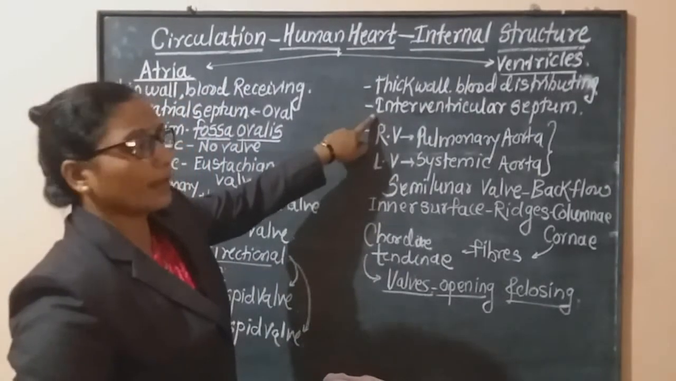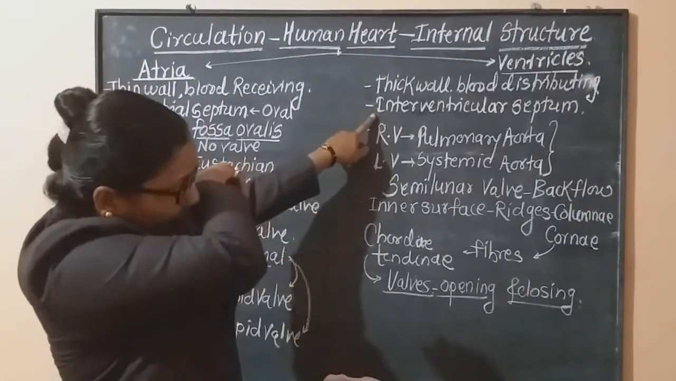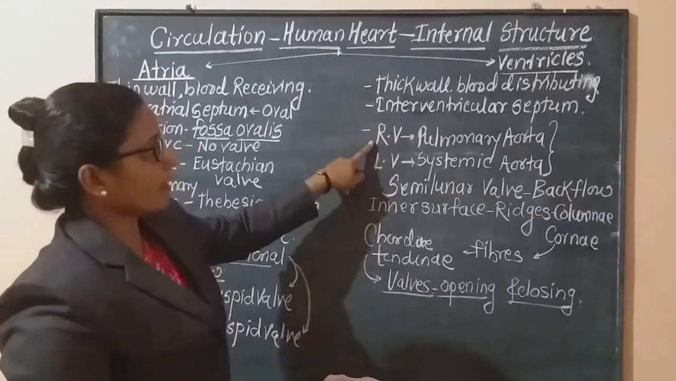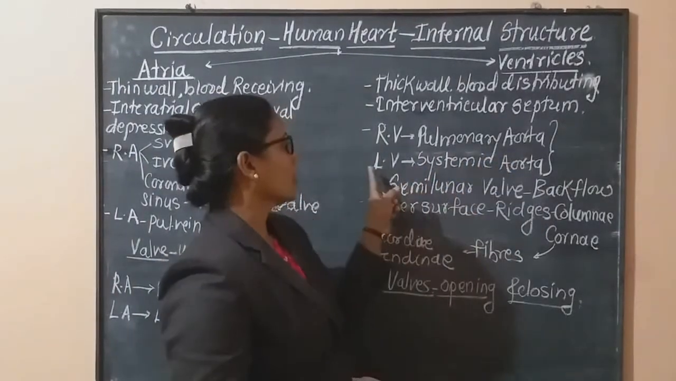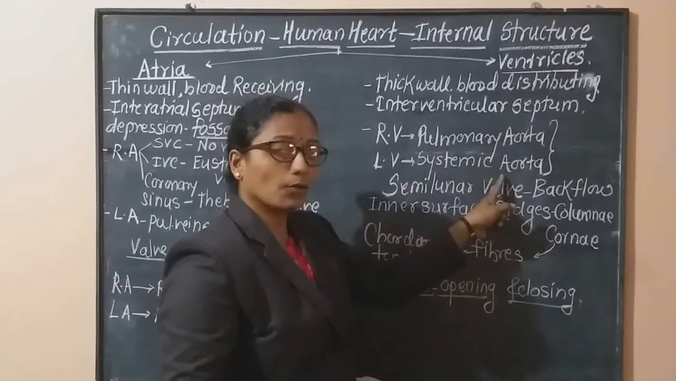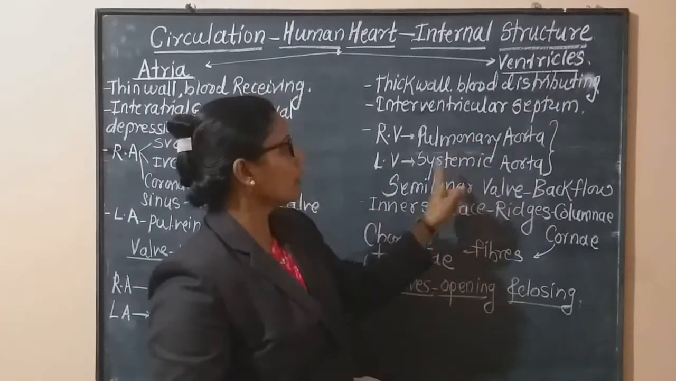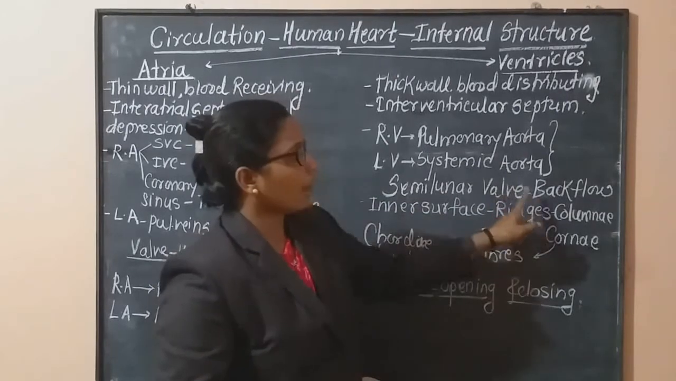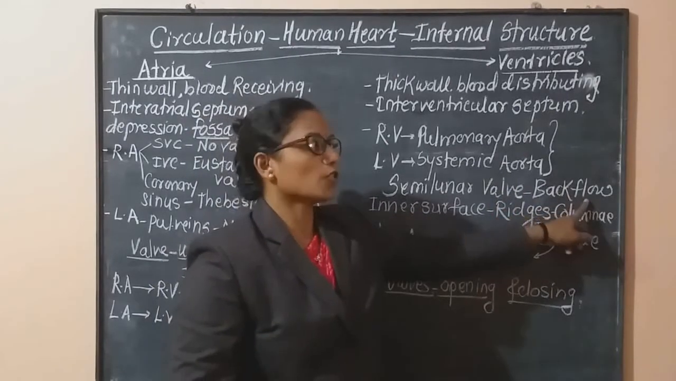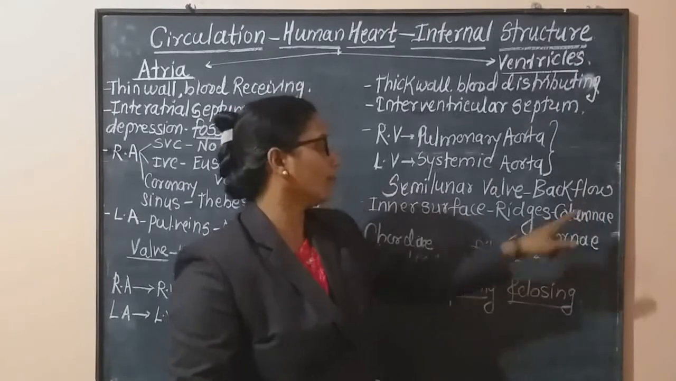These are separated by the interventricular septum. From the right ventricle the pulmonary aorta goes out, and from the left ventricle the systemic aorta goes out. Both of these are provided with semilunar valves, and these semilunar valves are responsible for preventing the backflow of blood.